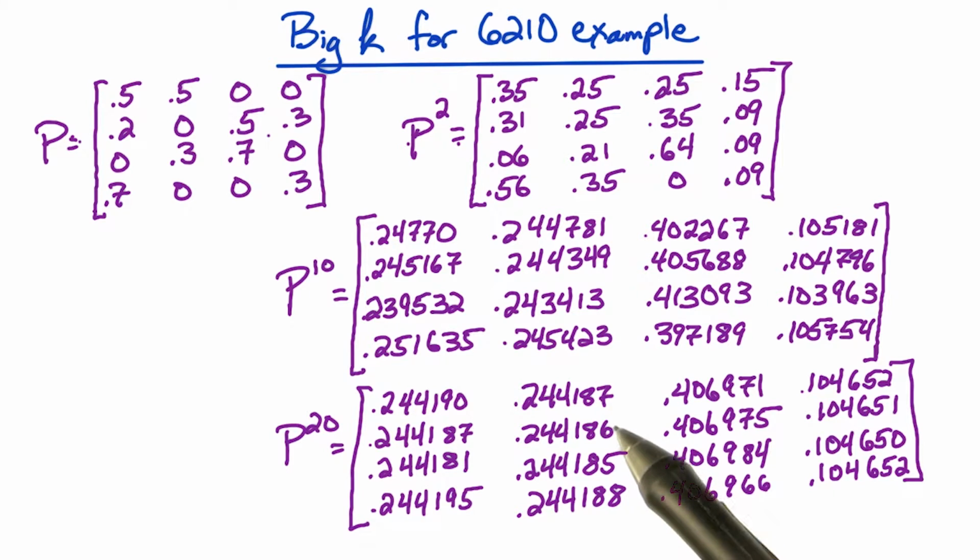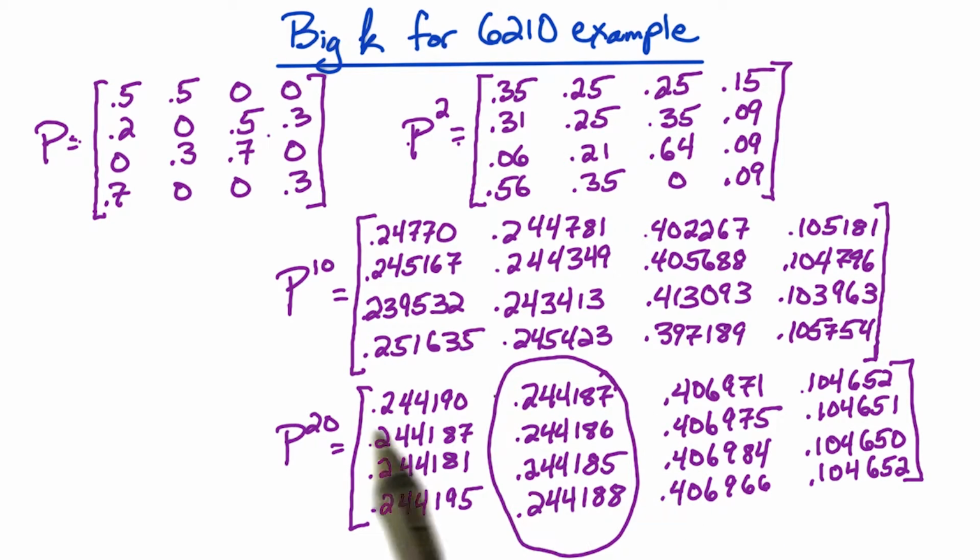Take any particular column. Let's take column 2. Now let's look at this entry 1, 2 in this matrix P to the 20. What does it mean? Well, it means if I start in state 1 at time 0, what's the probability that I'm in state 2 at time 20? Well, that's exactly this entry.